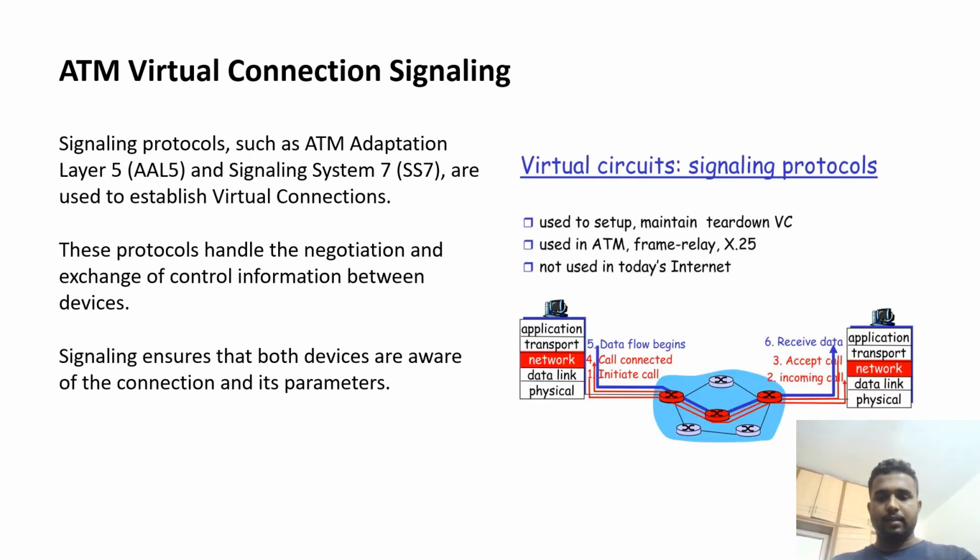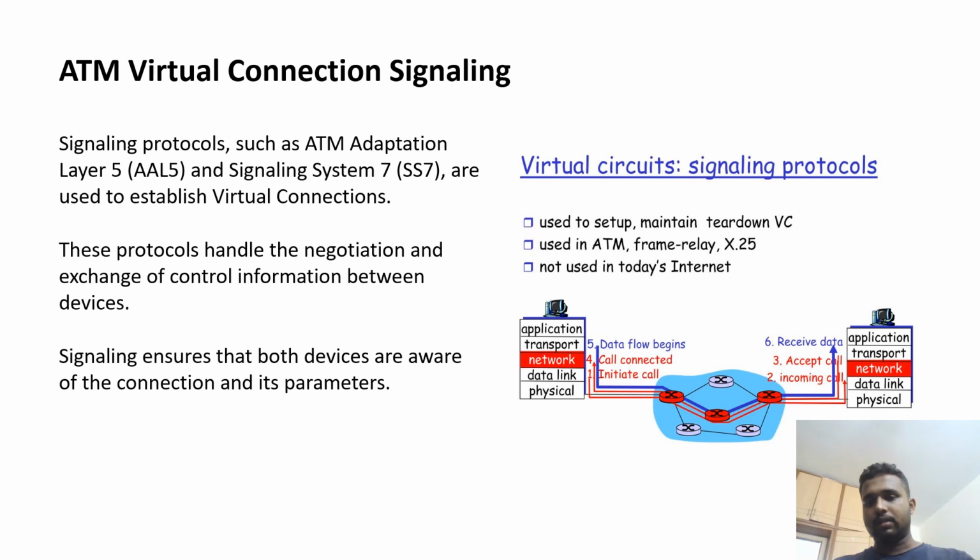ATM virtual connection signaling. ATM signaling protocols such as ATM adaptation layer 5, AAL5, and signaling system 7, SS7, are used to establish virtual circuits. These protocols handle the negotiation and the exchange of control information between devices. Signaling ensures that both devices are aware of the connection and its parameters.